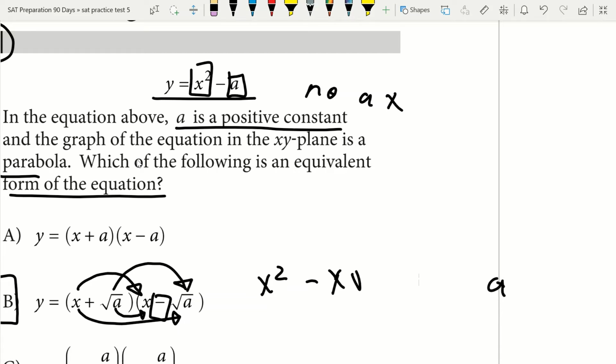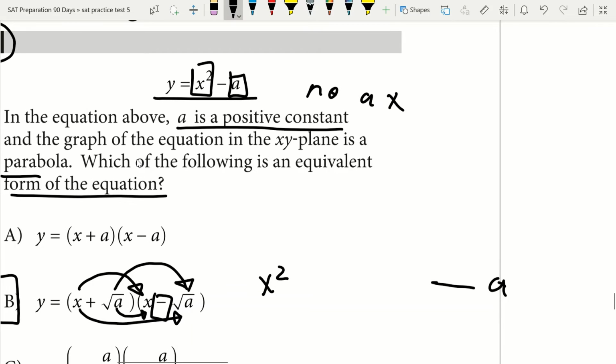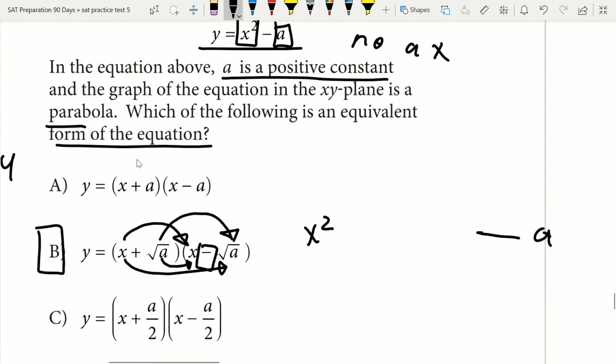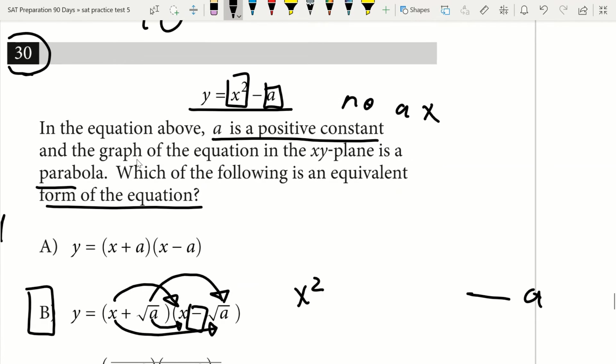Obviously, the middle term cancels, and then we're just going to have x squared minus a. So that is a difference of perfect squares. Another way that you can think of it, and I'll put this in without the square root term. B is the correct answer here, obviously, as I just showed.